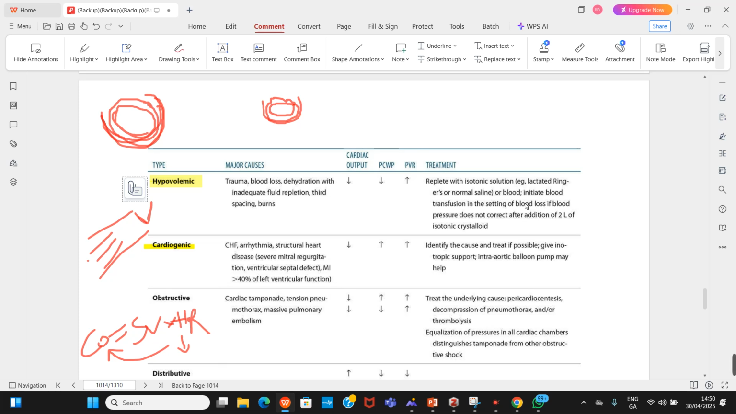They put it in the option: continue giving Ringer's lactate. You're not going to pick that. So once you have given like 2 liters, no improvement, immediately go and give blood, provided that the person is having hemorrhage.